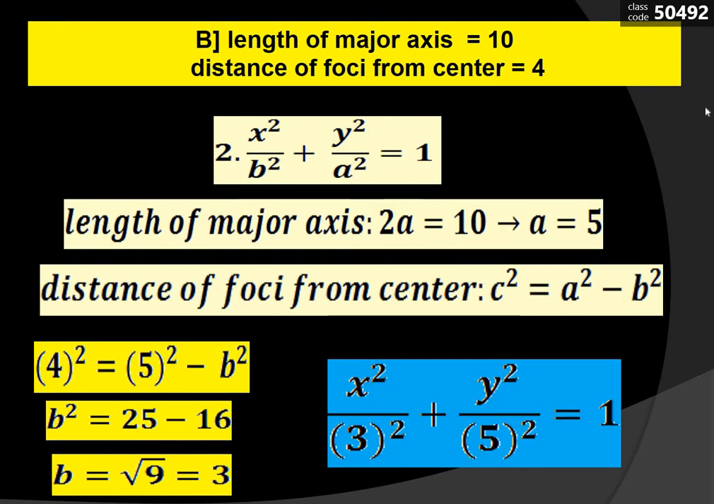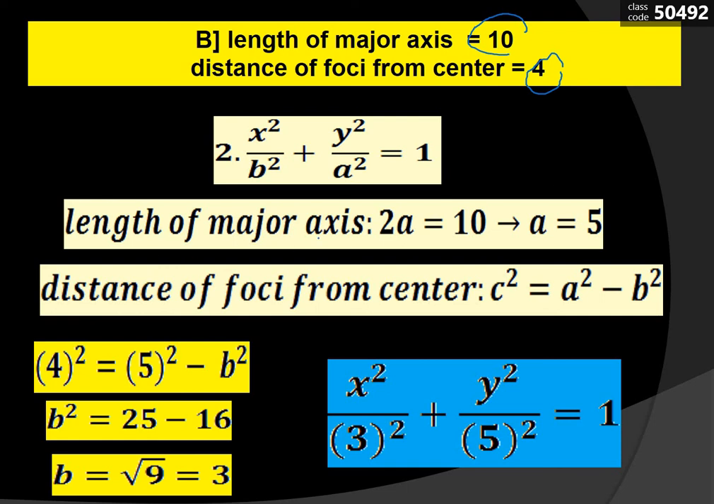So let's proceed with letter B. We are asked the standard equation. We don't need to graph. So look at this. You are given the length of the major axis, which is 10, and the distance of foci from the center. And the equation here is x squared over b squared plus y squared over a squared equals 1. So let's go back.